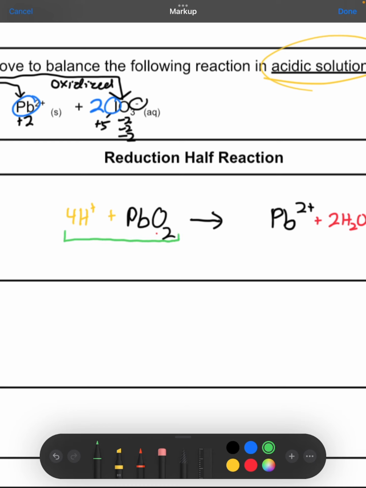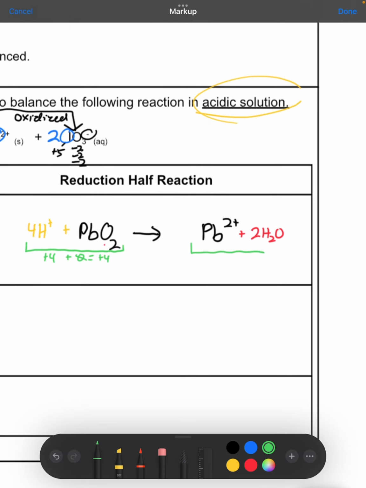I'm going to count up my charges. I have 4 H pluses, so that's 4 positives. Each PbO2 molecule is 0, so that's an overall left-hand side charge of positive 4. On the right-hand side, I have my Pb2 plus, which is a positive 2 charge, and each water molecule is a 0 charge, so that's going to be an overall right-hand side charge of positive 2.